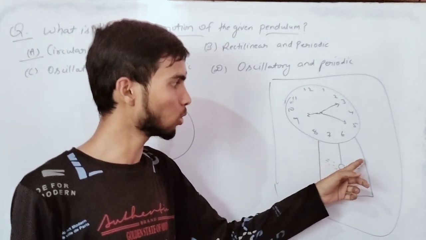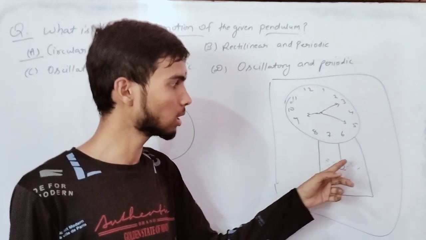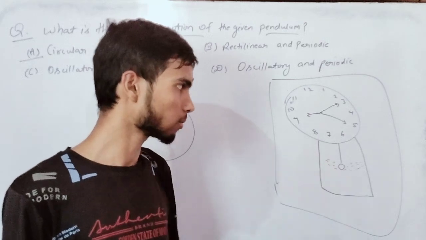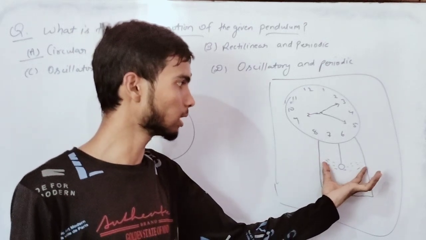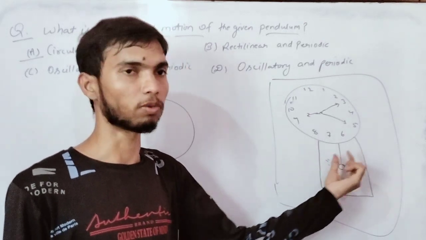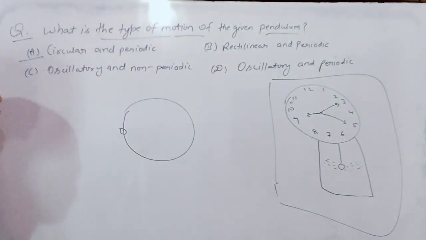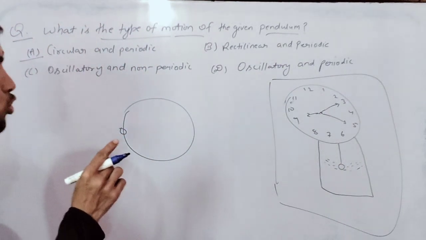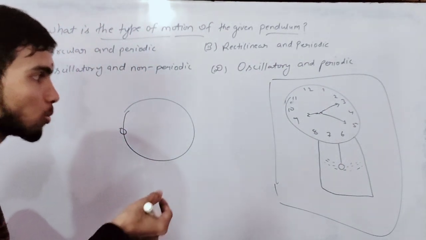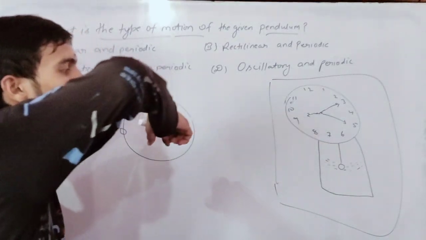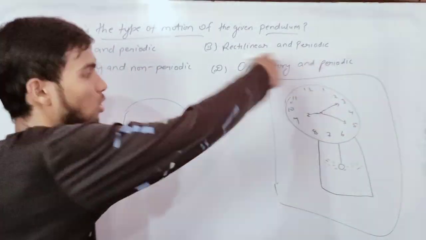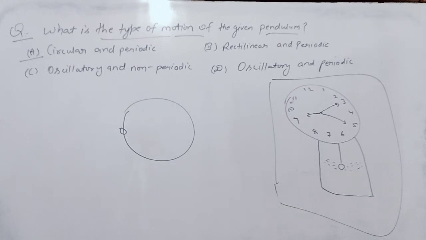So it goes here and here only. Between them, this pendulum is moving like that. So first you are clear that it is not a circular motion, because in circular motion the object moves on the circumference of the circle, but it is not moving on the circumference of the circle. That's why it is not circular.